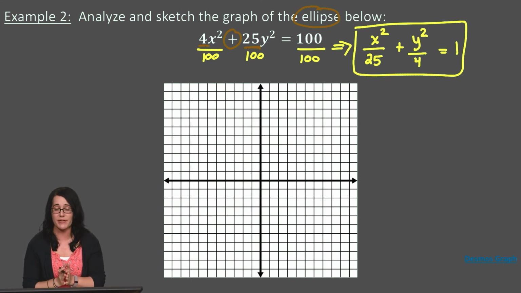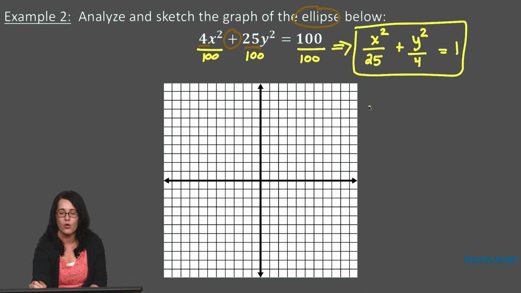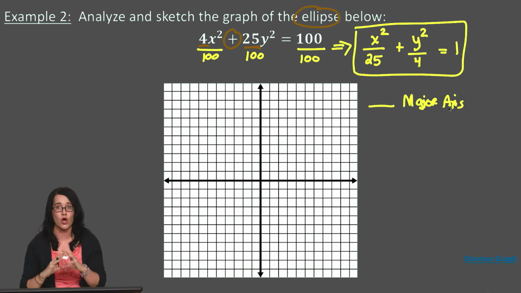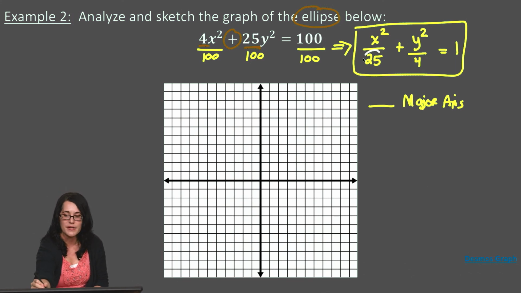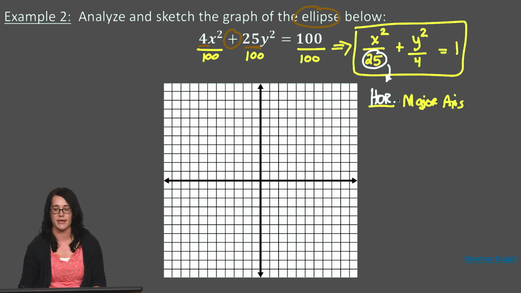Okay, now once we have it in standard form, can you help me determine what type of major axis we have here? In other words, is it going to be longer horizontally or longer vertically? Well, where's the bigger number? That's right. It's under the x squared term. So if it's under the x squared term, this must mean that we have a horizontal major axis, not a vertical major axis. In other words, we're going to have a longer left and right than we are up and down.